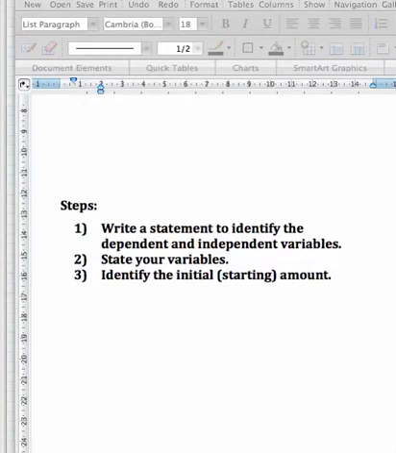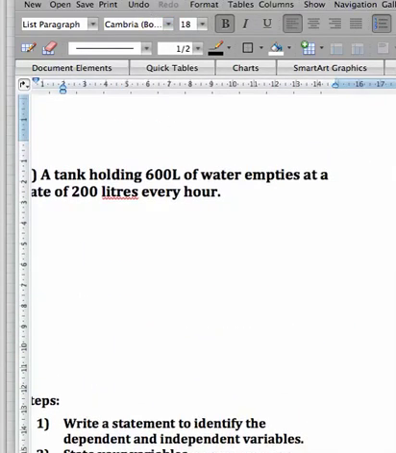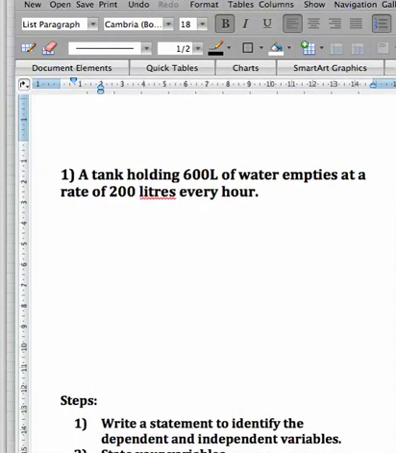Now our next step can be to identify the initial or the starting amount. Remember, with these steps, you can actually go in any order you want, but this is the order I like to follow. So now to identify the initial or starting amount, that is given to us in the question. We've got a tank holding 600 liters of water, which starts to empty at a rate of 200 liters every hour. So what's our starting amount? How much water was already in the tank? Well, the answer is 600 liters.